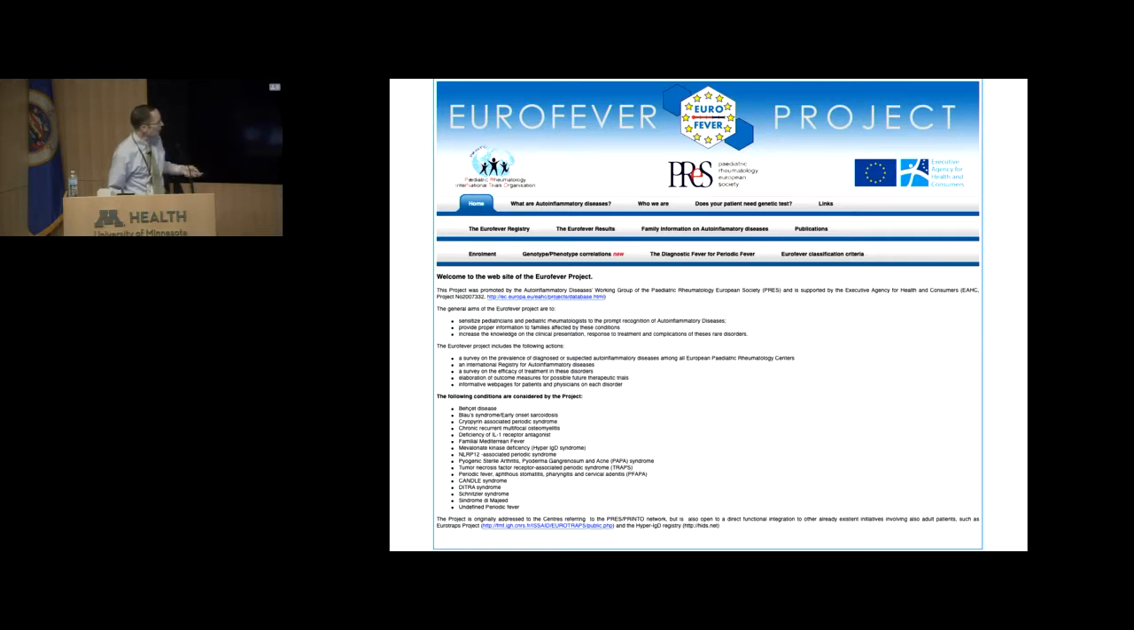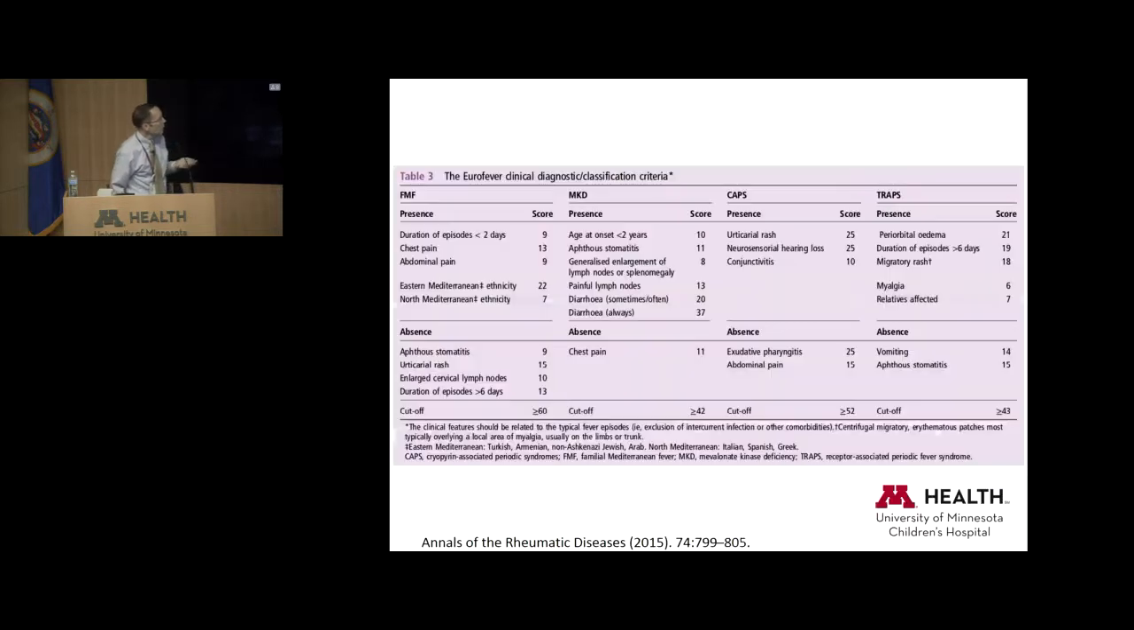Again, they have a list of many of the disorders. The list just keeps expanding, and they're not touching on all of them, but they're trying to make progress in this area. And this is a great little thing they came up with called the Eurofever Clinical Diagnostic Classification Criteria for FMF, mevalonate kinase, which is hyper-IgD syndrome, TRAPS, and then the CAPS category.